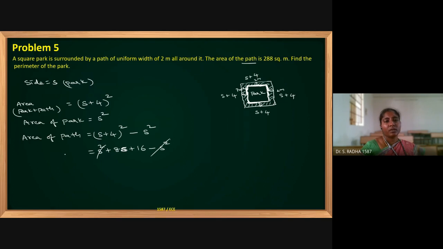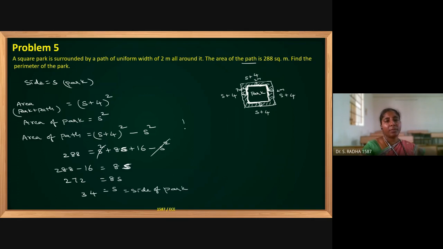Area of the path they have given is 288 square meter. Now 288 minus 16 is 8S. If you subtract 16, this becomes 272 equal to 8S. If you cancel with 8, it becomes 3 times 24 and 4 times 32, so S value is 34. S is nothing but side of park.